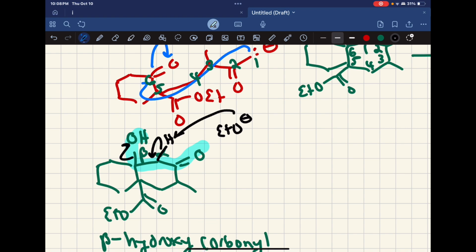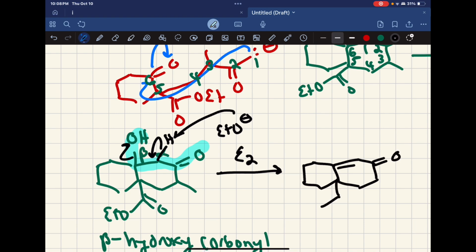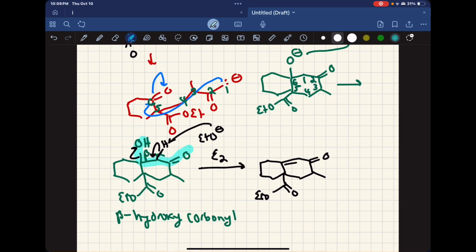Obviously, we're under basic conditions, so we can do this E2 elimination. And the result is this fused cyclohexenone structure. How do I know it's a cyclohexenone? Well, if I look specifically here, I formed a cyclohexyl ring with a ketone and an alkene. So I want you to be able to draw these products. They look scary at first, but not too bad if you know your aldol chemistry and your Michael chemistry.